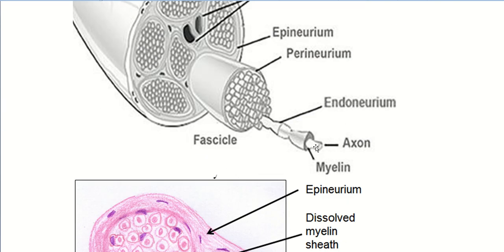So this is the axon of a neuron, and this axon is covered by myelin sheath, and outside the myelin sheath is another connective tissue covering, the endoneurium. So this is the structure of a myelinated nerve fiber: axon, myelin sheath, and outermost endoneurium. So this is the structure of nerve fiber.